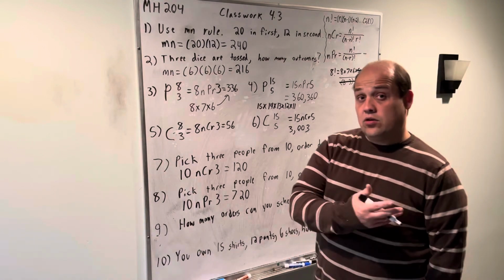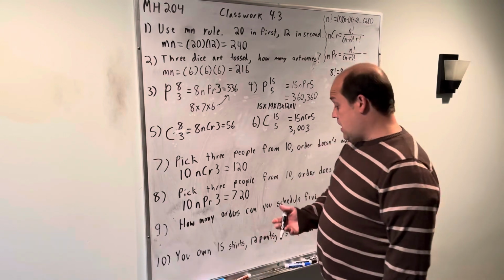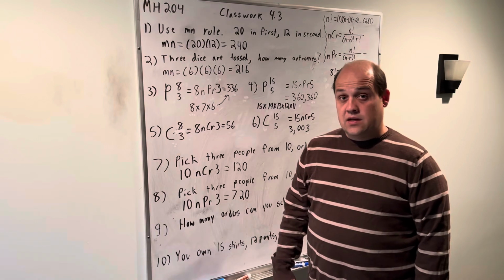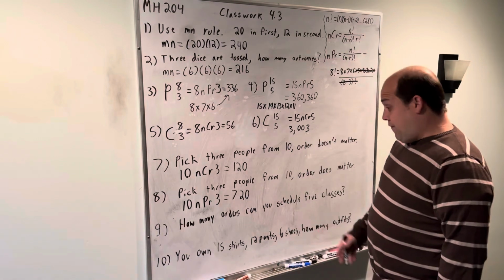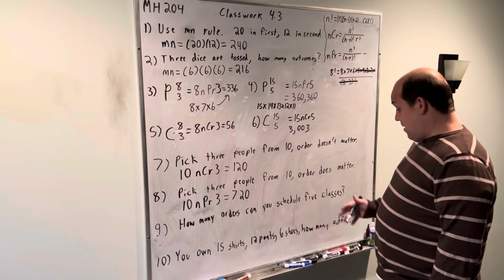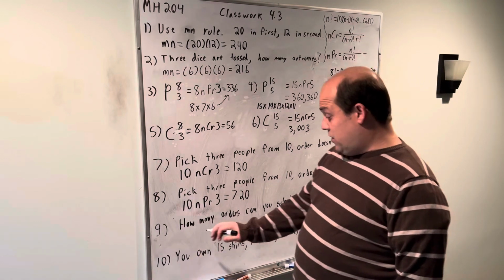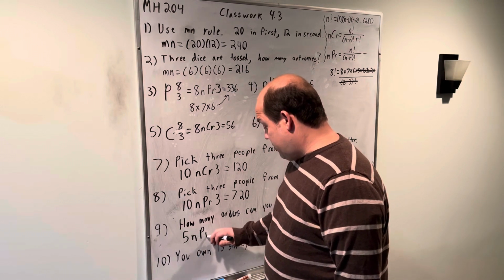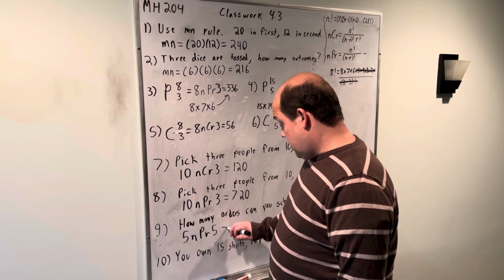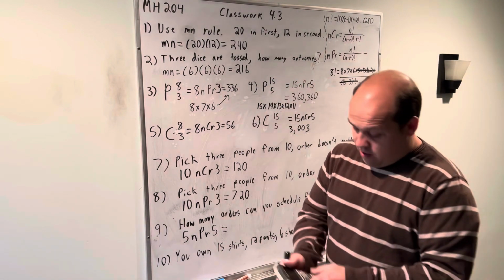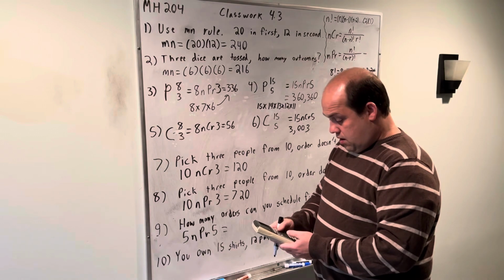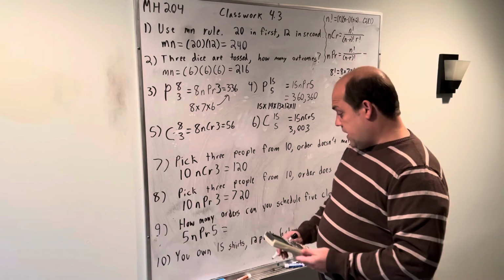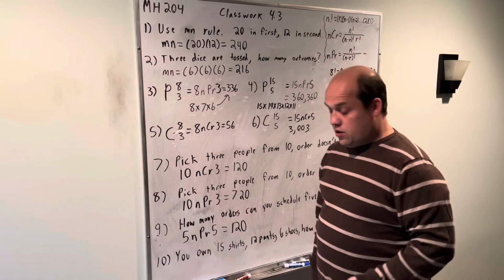In number 9, it asks, how many orders can I schedule 5 classes? So I think I ask it a little longer in the PDF version, where I basically say, if you have 5 classes that matter, how many different ways can you schedule those classes? In this case, my order definitely matters. So if I'm asking how many ways can I schedule my 5 classes, what I'm really doing is I'm taking from 5 classes, selecting in a way that order matters 5 of those classes. If I put that into my calculator, 5 nPr 5, it gives me an answer of 120 different ways that I can do it.